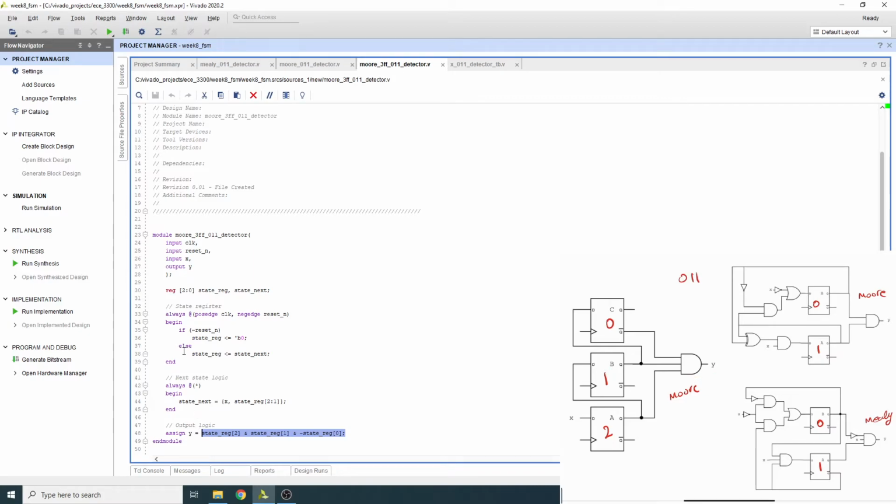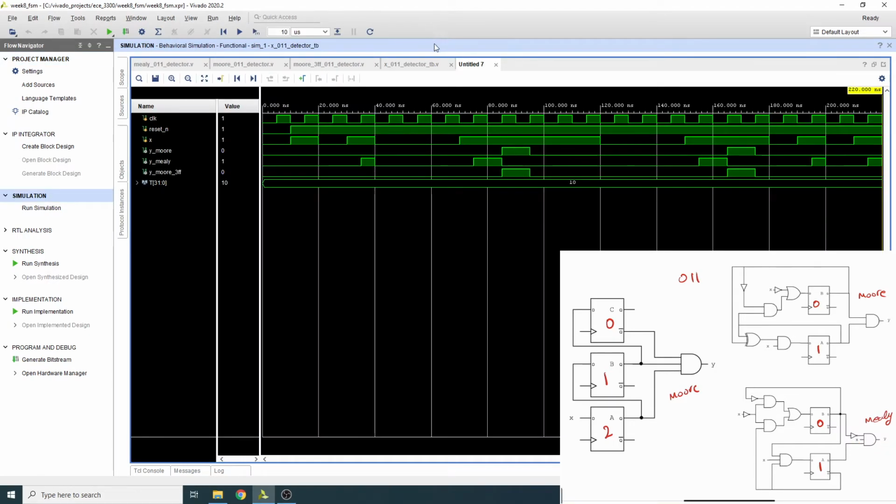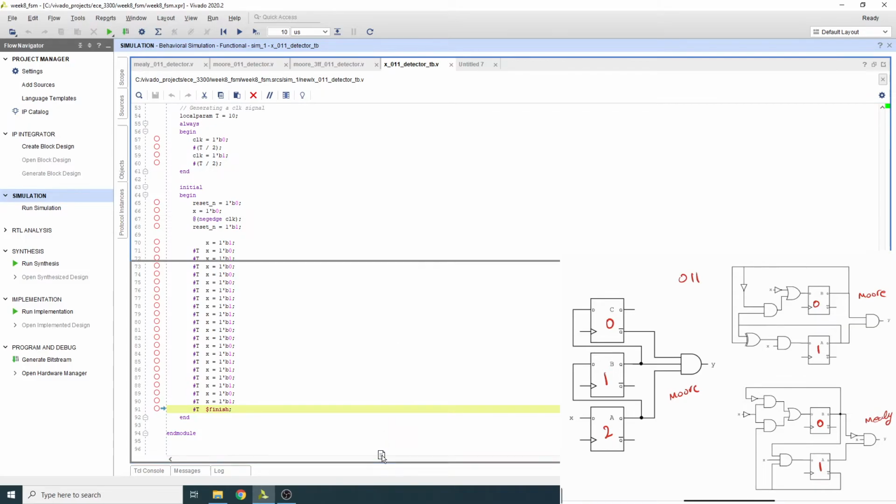So how does this affect me, or what is really the difference between a Moore machine and a Mealy machine? Well, as we mentioned briefly, if X appears in the output directly, the output changes regardless of the clock. So here's a single test bench that I wrote. Let me just show you the code very briefly.